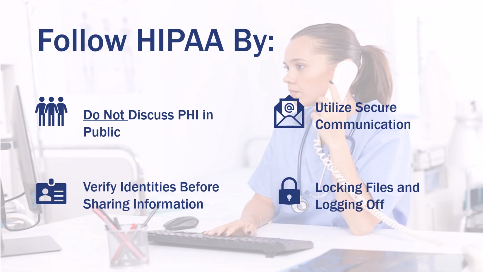A few ways to follow the Health Insurance Portability and Accountability Act include not discussing PHI in public, using secure communication, locking files and logging off, and verifying identities before sharing protected health information.